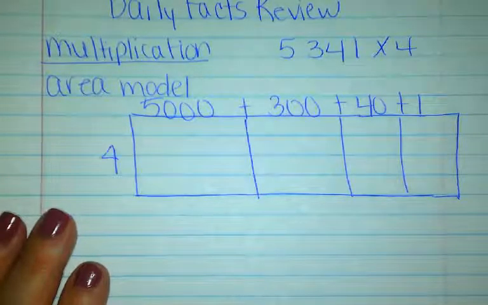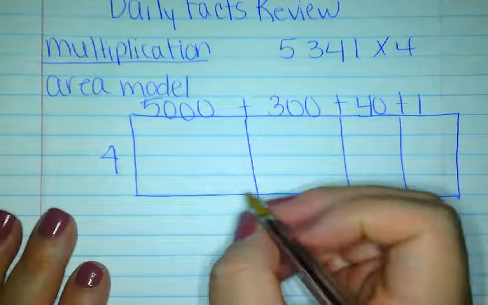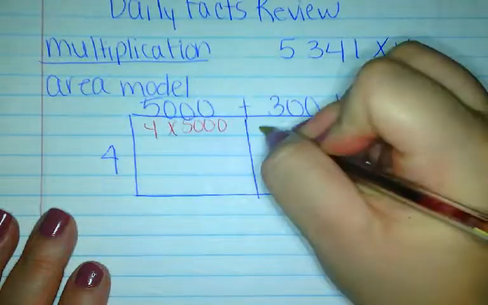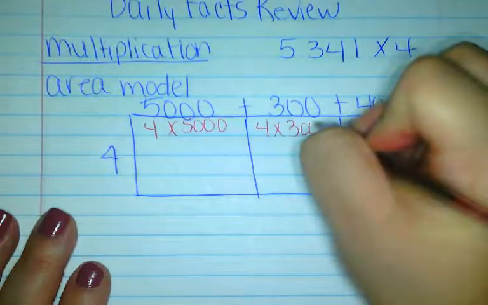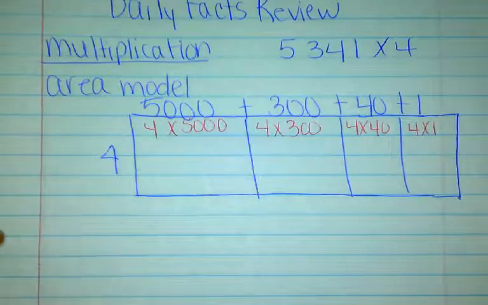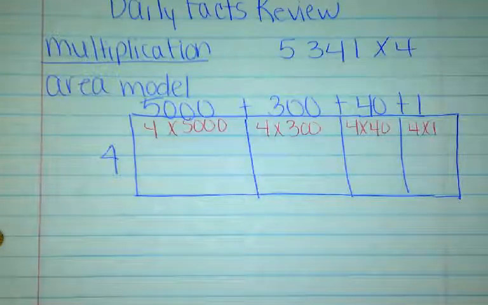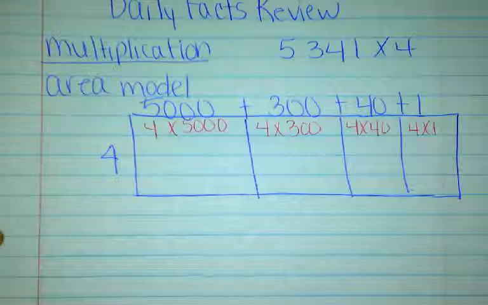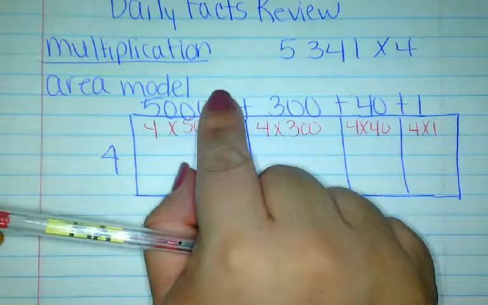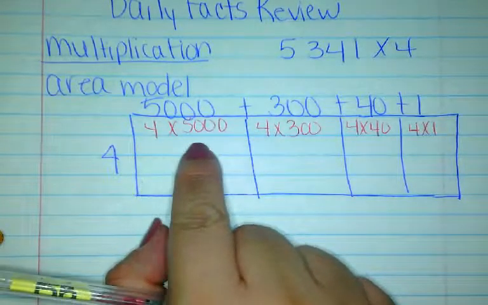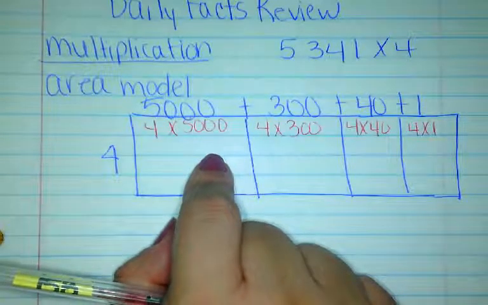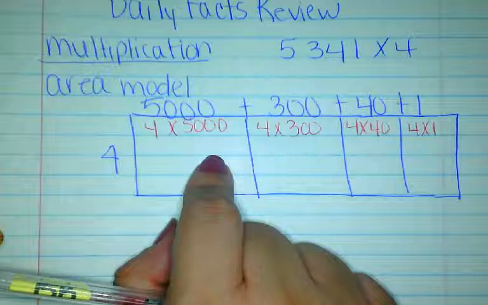Okay, what do I do in the inside of this box? 4 times 5,000. Next box. 4 times 300. Next. 4 times 40. And 4 times 1. And I wasn't seeing that on your papers. A lot of you did not even have that part done. Remember, it's the outside number times the number on the top. And that is the multiplication problem that it gives you on the inside. Everybody should have been able to do all that, setting it up, in a minute.